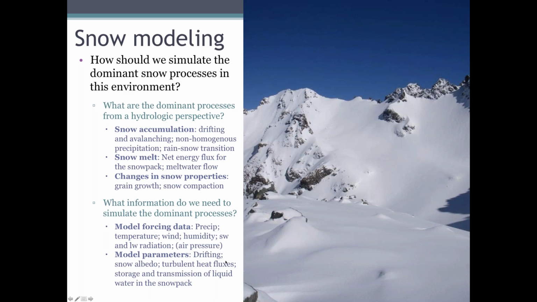Drifting is something we're not very good at modeling, so we're going to need to estimate it. Snow albedo, again, we're not so good at physically based modeling, so we often parameterize it. Turbulent heat fluxes, another very difficult physical problem, so we often parameterize that. And then storage and transmission of liquid water in the snowpack are also hard to numerically represent, so we often come up with what we consider reasonable guesses for all of these parameters using parameterizations.